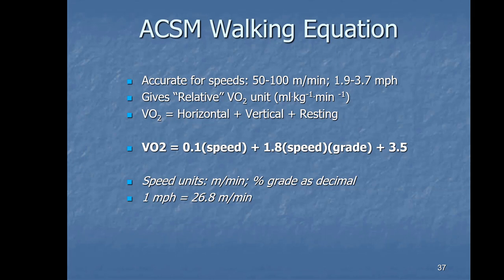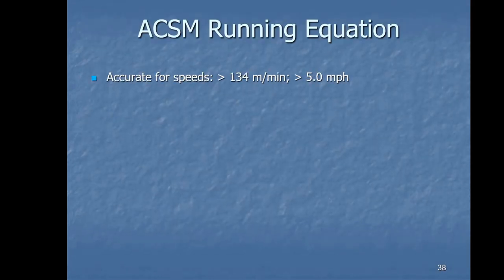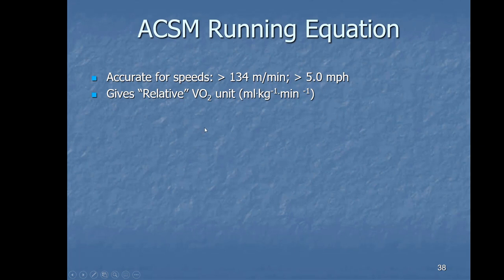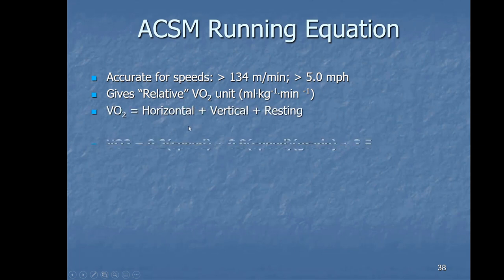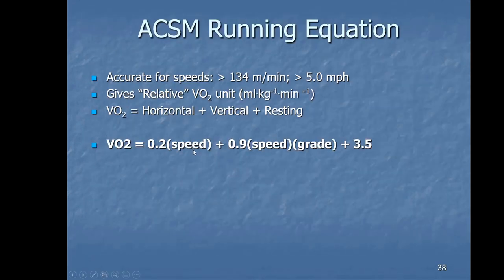All right, the running equation, so it's valid for speeds over 5 miles an hour. Set up exactly the same. It's just the constants are different. So VO2 is 0.2 times speed plus 0.9 times speed times grade plus 3.5. Same thing. Speed has to be in meters per minute. Grade has to be as a decimal point.